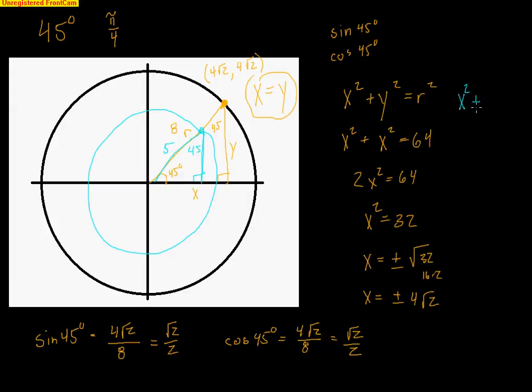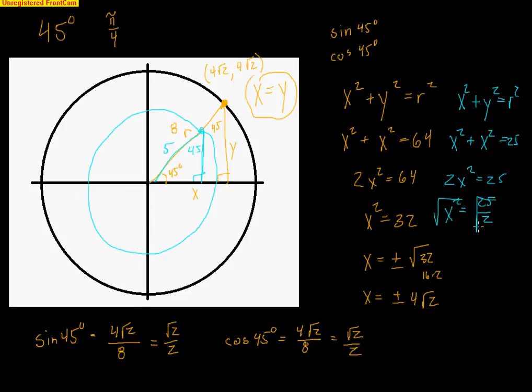x squared plus y squared equals r squared. Well, x squared is the same thing as y squared because x and y are the same, so I'm going to make those both x squared, and r squared is 25. So I get 2x squared equals 25, so I get x squared equals 25 halves.